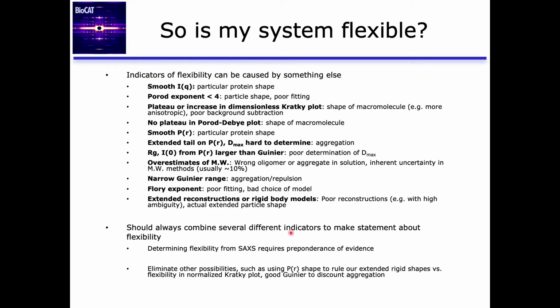And so because you can get each of these indicators from something else, you really have to combine several different indications to make a statement about flexibility. Really, determining flexibility from SAXS requires a preponderance of evidence. And you need to be able to eliminate other possibilities.